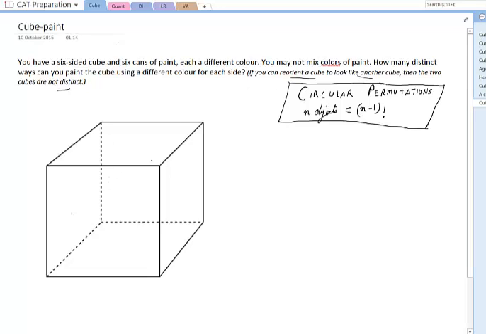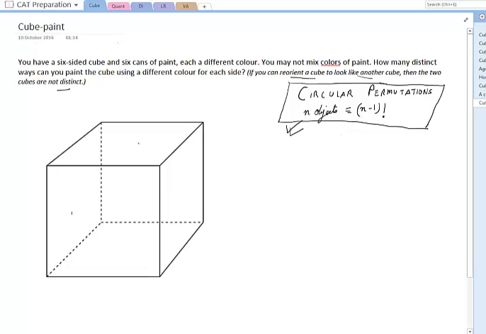So each face doesn't have its own identity, and if I can change it by 90 degrees or 180 degrees to look like another combination of colors, then these 2 will be considered the same. Now let's see how we'll approach this question. Before we get started, you should know this formula, which is covered in permutation and combination. For circular permutations of n objects, n minus 1 factorial is the number of permutations that is possible.